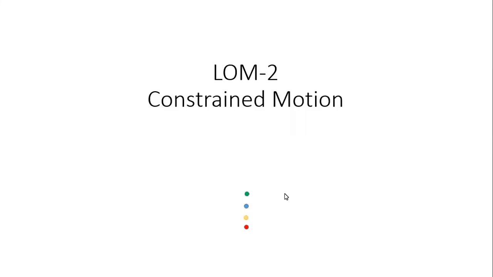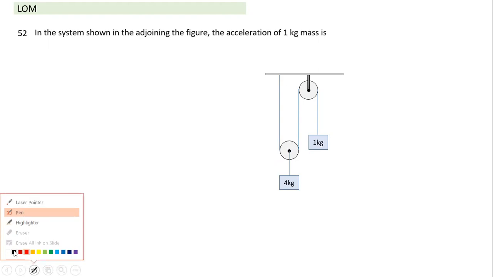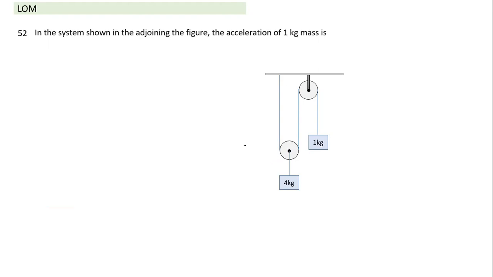So let's move to part 2 of laws of motion. And this time we'll deal with the topic of constrained motion. And we'll take up a typical example, a simple example, which is relevant from the mains point of view. So this is a kind of pulley arrangement.